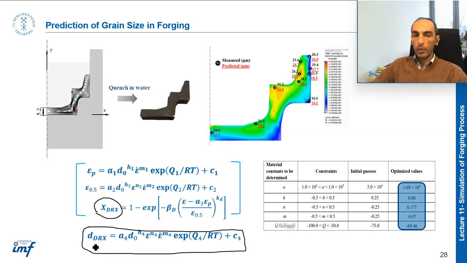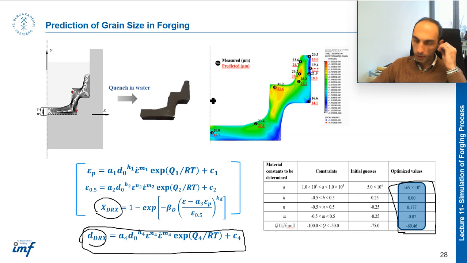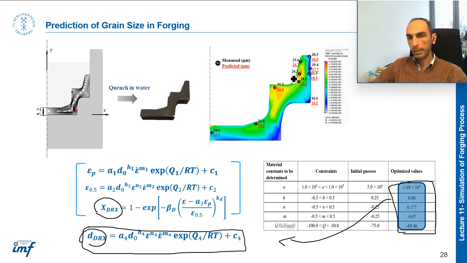However, even for calculating the D_DRX, you need some parameters, as I said: A, H, N, M, Q. These are the suggested set for this material. I cannot remember what type of steel it is, but anyway, if you give these, then the simulator can predict the grain size distribution as it is depicted here in this figure.